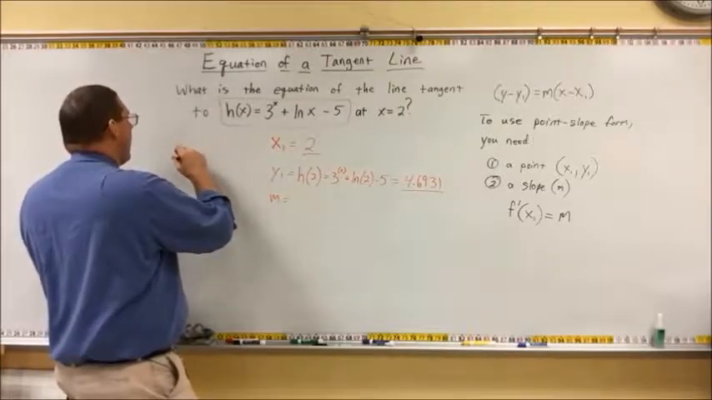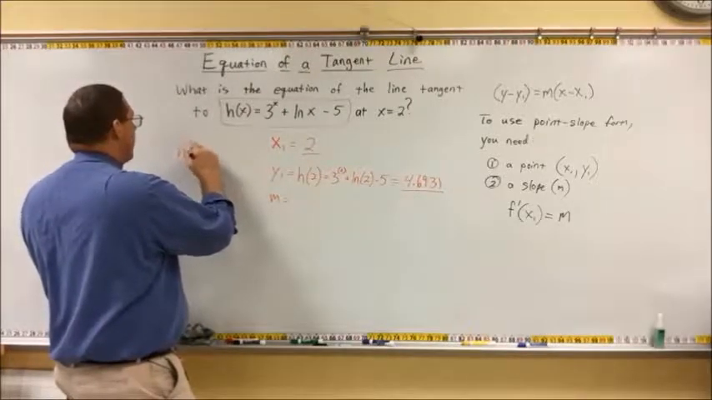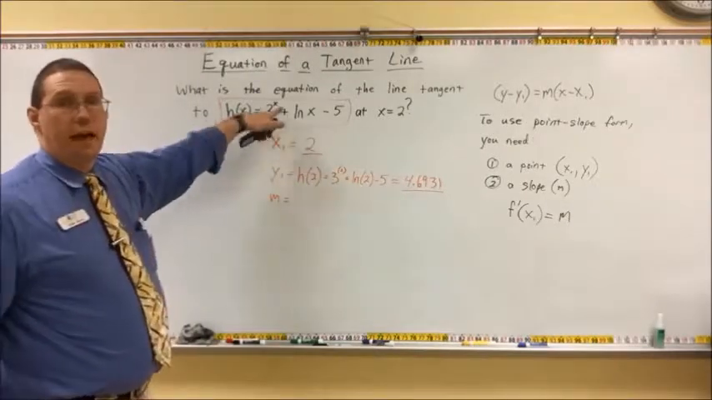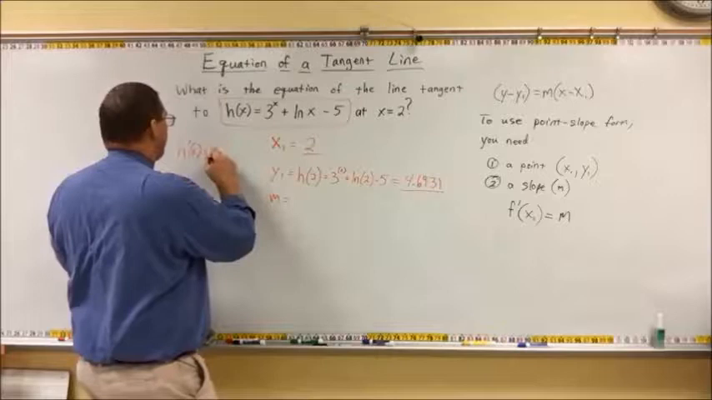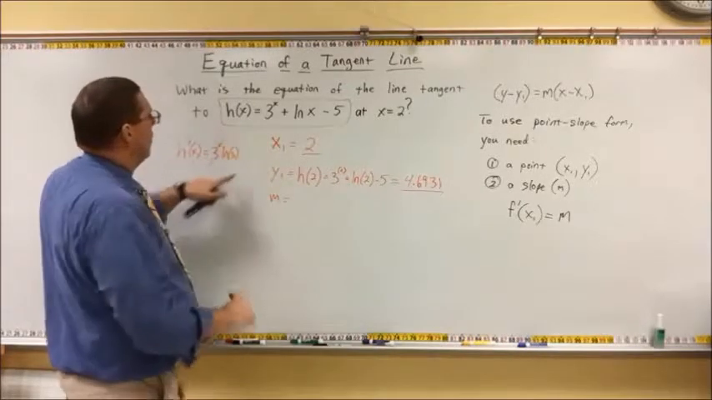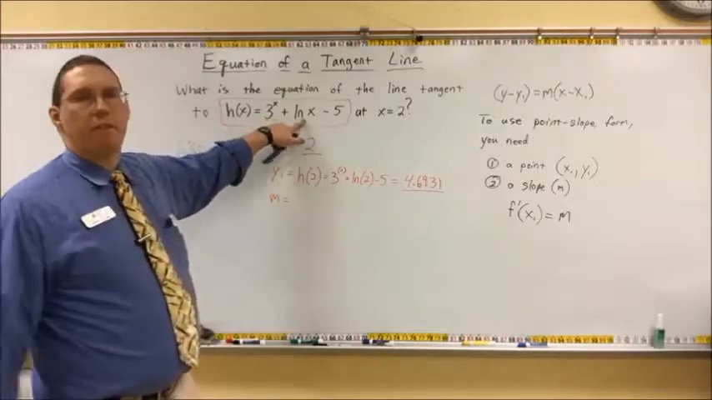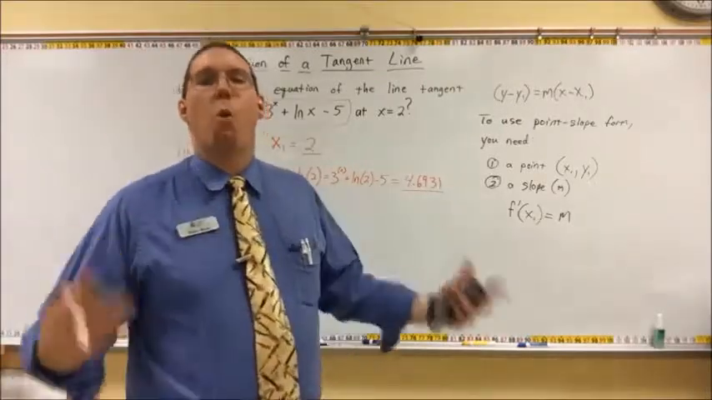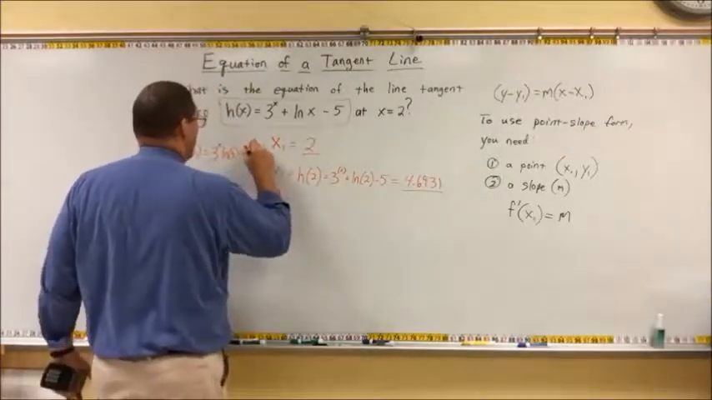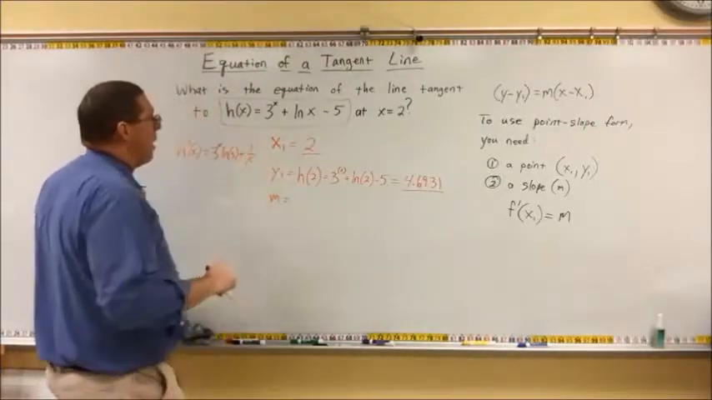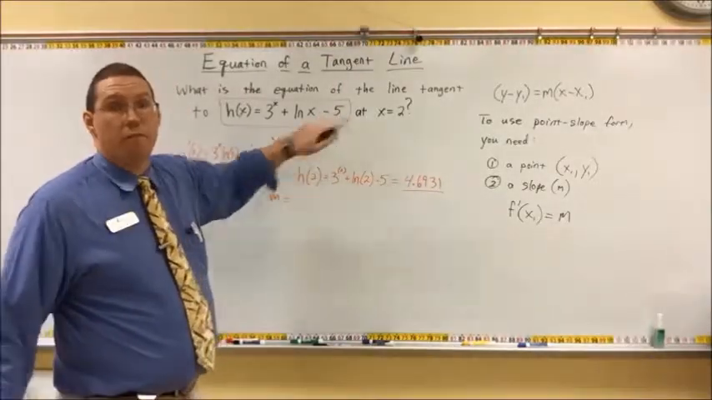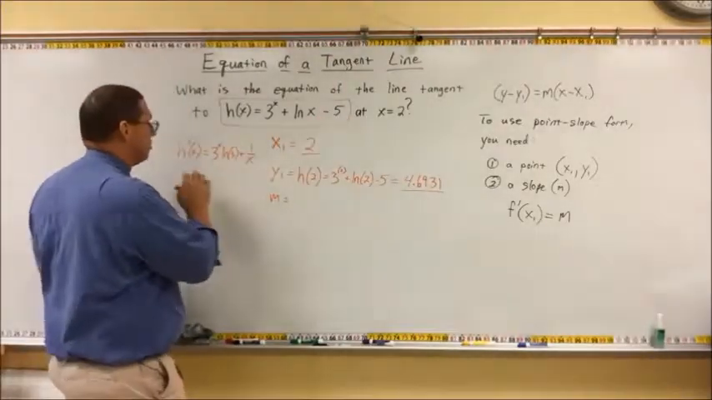So we need h prime of x. So we need the derivative of 3 to the x power, which is going to be 3 to the x power times the natural log of 3, plus the derivative of the natural log of x is 1 over x, right? Okay, so plus 1 over x, and the derivative of a constant is 0, so this just drops off for the derivative. So here's our derivative, h prime.